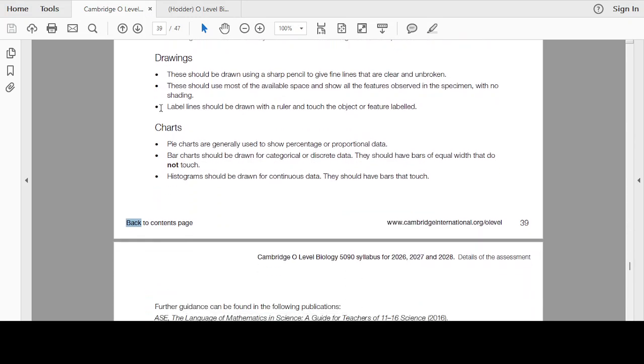Drawings, these should be drawn using a sharp pencil, fine lines, clear and unbroken, no overwriting, no thick lines, no heavy lines. These should use most of the available space and show all the features observed in the specimen with no shading. So you're not going to color or shade or anything, but you need to observe the image properly and then go through it. Label lines should be drawn with a ruler and touch the object or feature labeled.